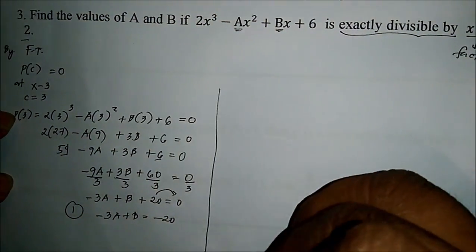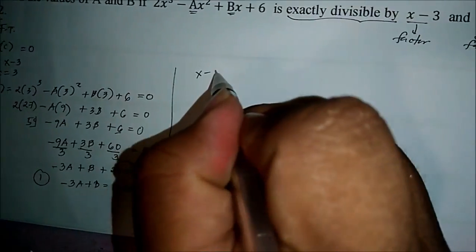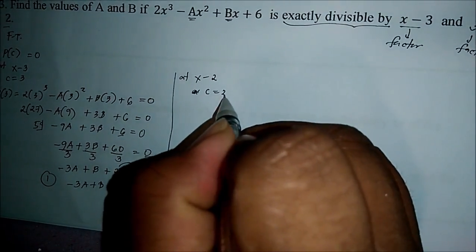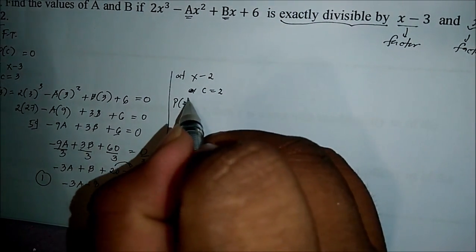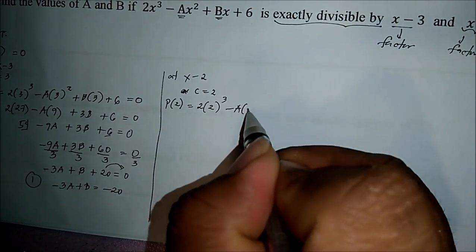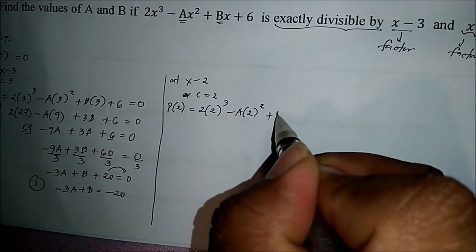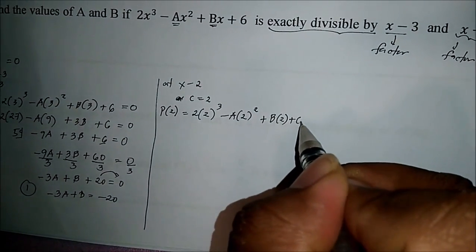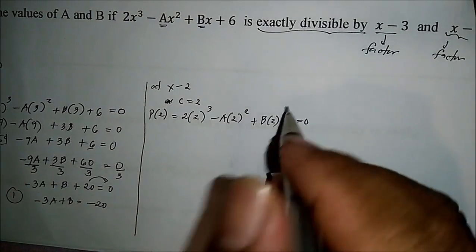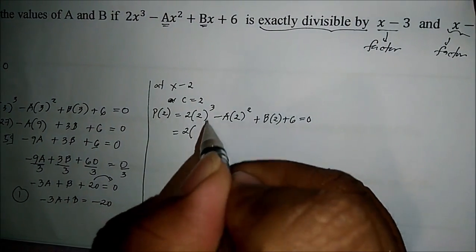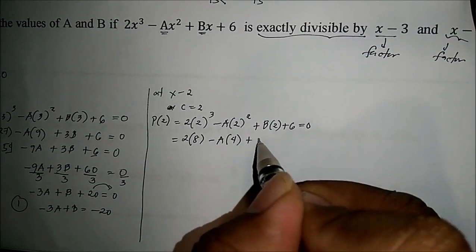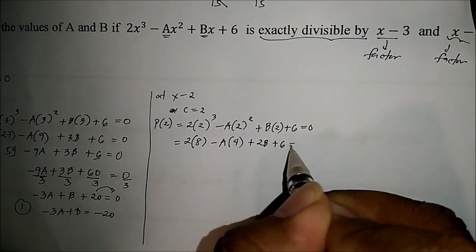Okay. Now, punta tayo sa pangalawang factor, x minus 2. So, at x minus 2, the synthetic divisor is 2. So, let's substitute p of 2 is equal to 2 times 2 raised to 3 minus a times 2 raised to 2 plus b times 2 plus 6 equals 0. Kasi ang remainder dapat ay 0. Simplifying this, we have 2 times 2 raised to 3 is 8 minus a times 2 squared is 4 plus 2b plus 6 equals 0.